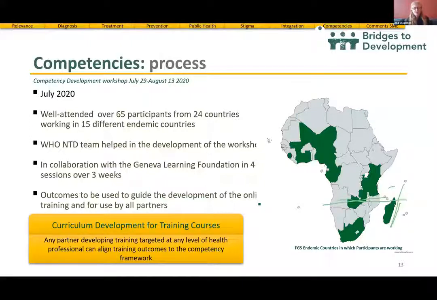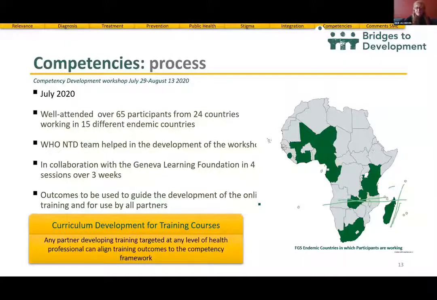So we started a process in July of 2020 where we brought together a group of participants, 65 participants from over 24 countries, working in 15 different endemic countries, to define what it means to be competent and able to diagnose, treat, refer, and prevent female genital schistosomiasis. We did this in collaboration with the Geneva Learning Foundation, and it was in 4 sessions over 3 weeks. And the outcomes of this are really meant to help us develop this online course, but also to be used by anybody who is trying to train people in female genital schistosomiasis.